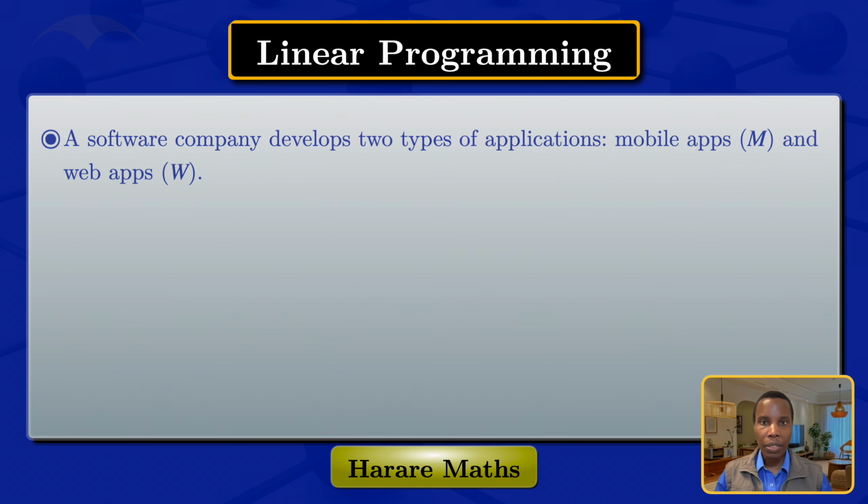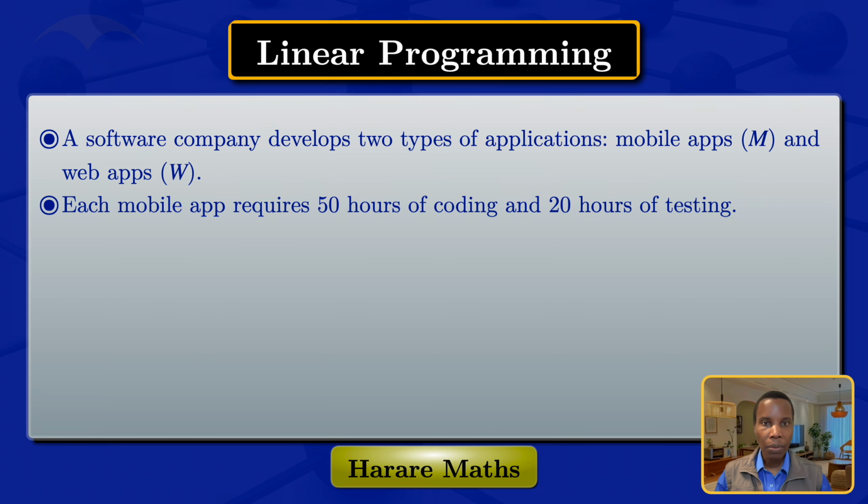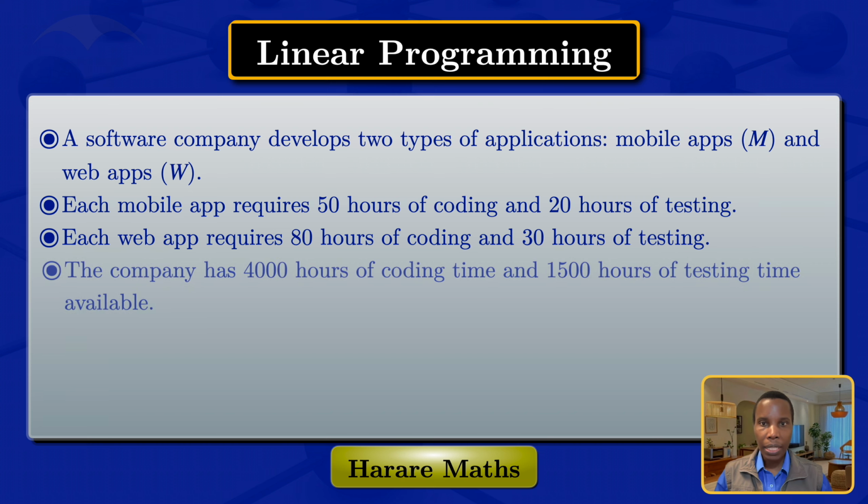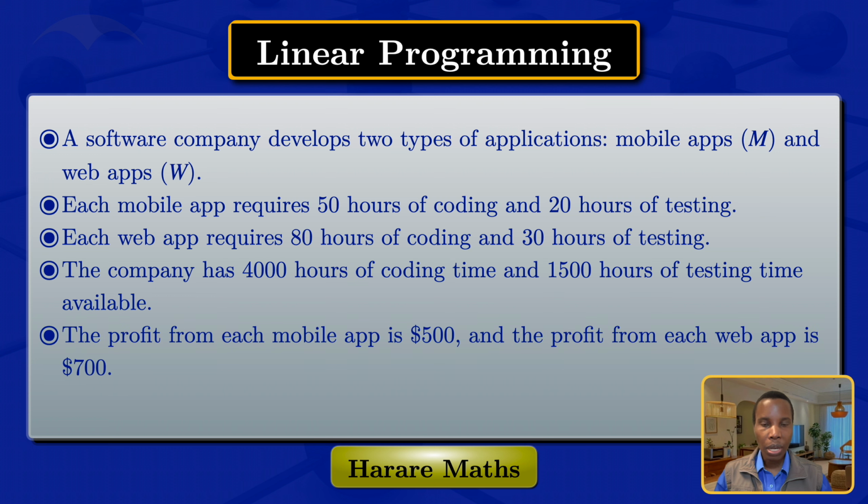A software company develops two types of applications, mobile apps and web apps. Each mobile app requires 50 hours of coding and 20 hours of testing. Each web app requires 80 hours of coding and 30 hours of testing. And the company has 4,000 hours of coding time and 1,500 hours of testing time available. And the profit from each mobile app is $500 and the profit from each web app is $700.